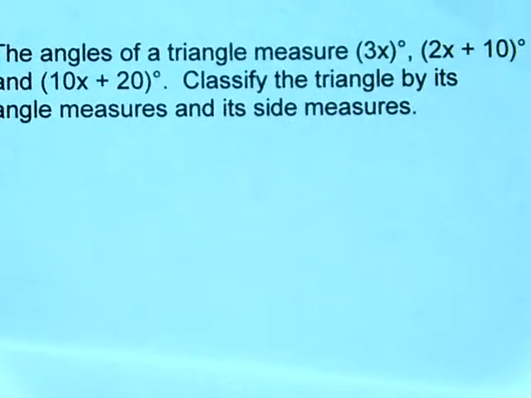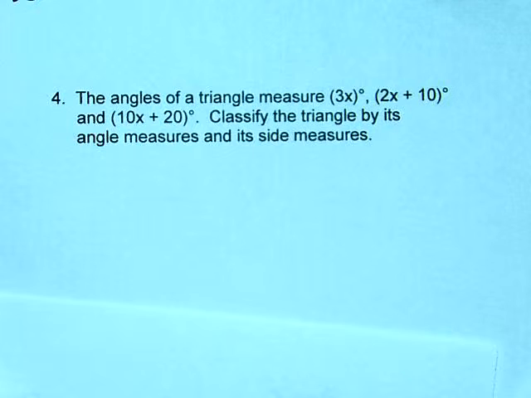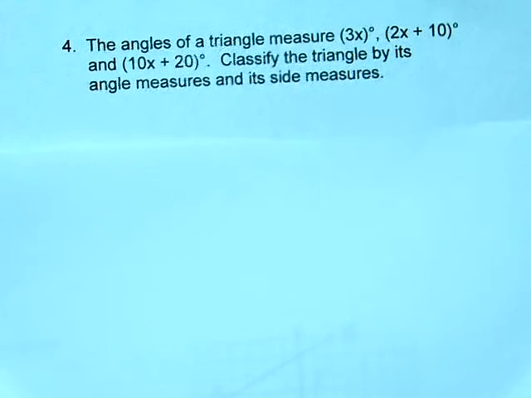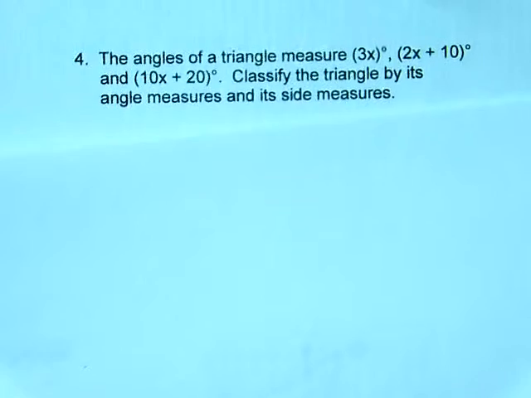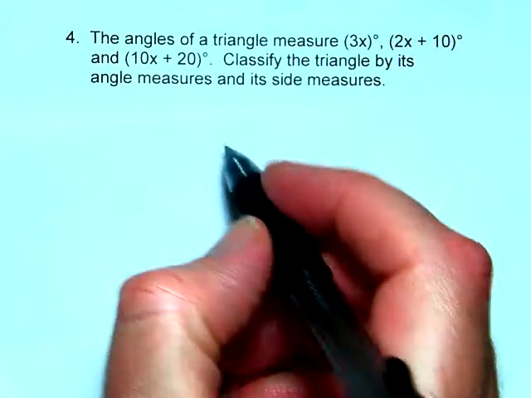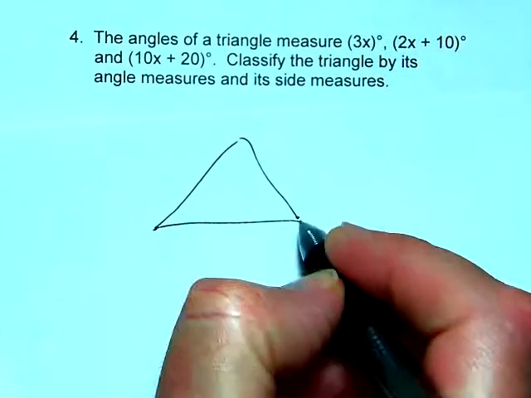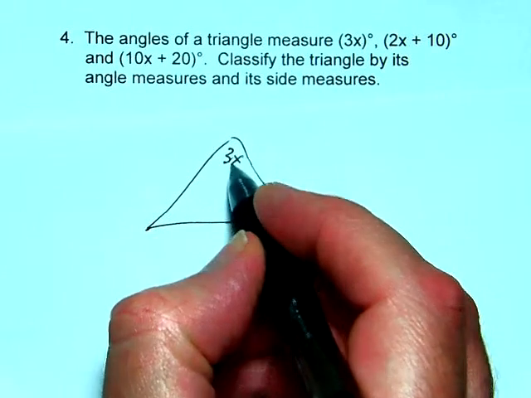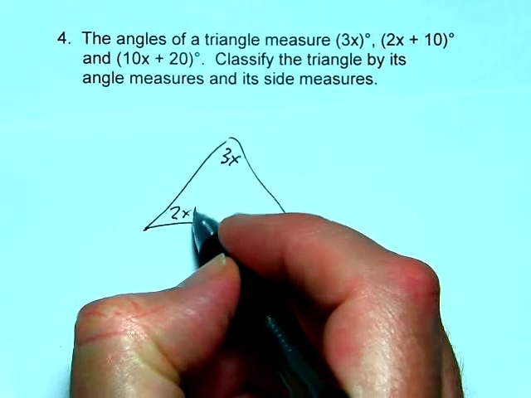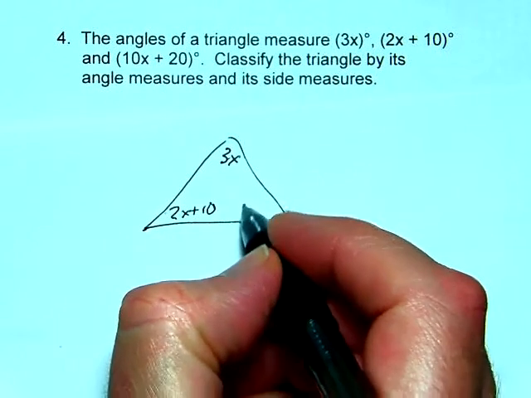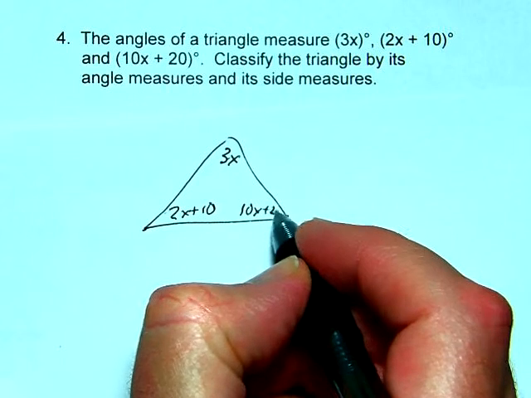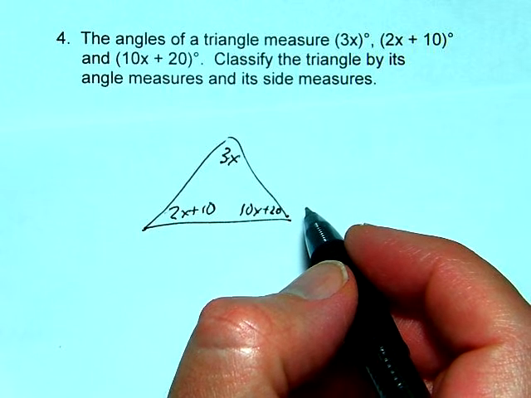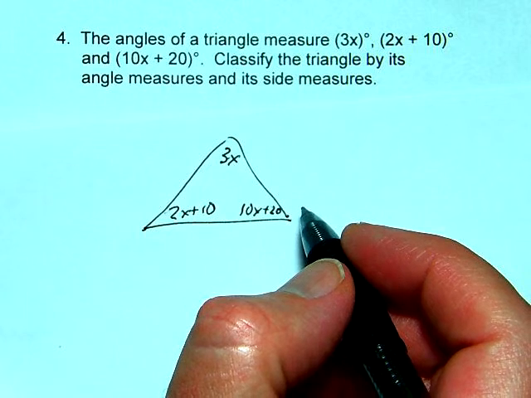Problem number 4 is a word problem. The angles of a triangle measure, and these are the three angles of a triangle, so let's draw ourselves a picture. One of the angles is 3x degrees, one of the angles is 2x plus 10 degrees, and one of the angles is 10x plus 20 degrees. And we have to classify the triangle by its angle measures and its side measures.